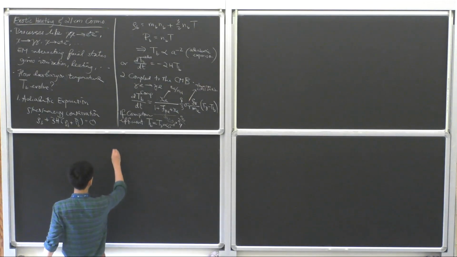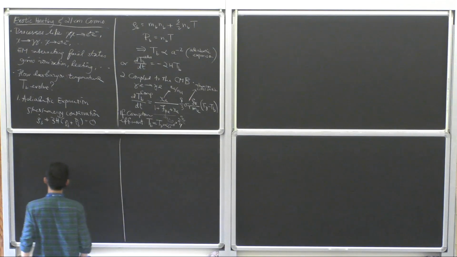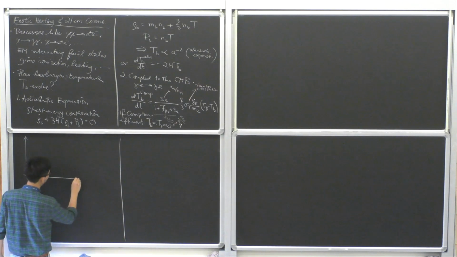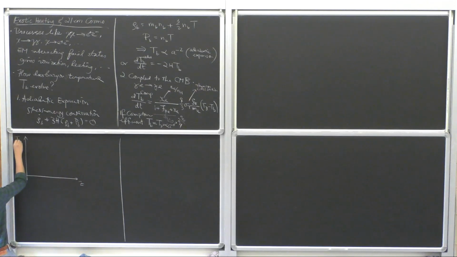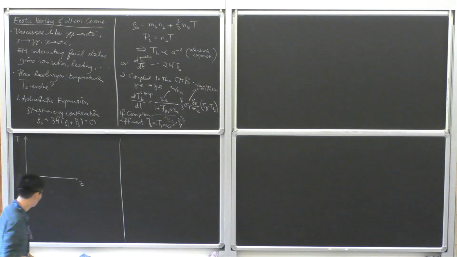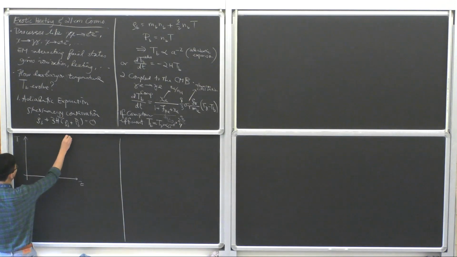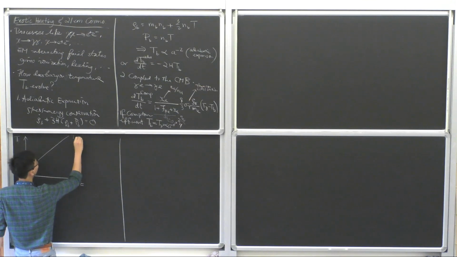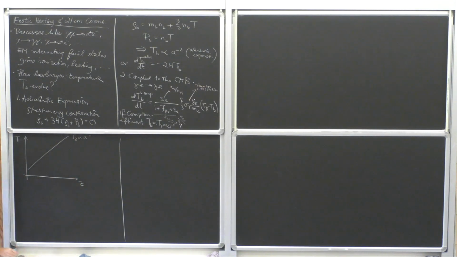So what's the picture here? Well, if I draw a plot, this is Z, this is TB, this is T. Let me draw T first. We know that the CMB is very simple. It scales as 1 over A. Right? And today, the temperature today is 2.7 Kelvin.